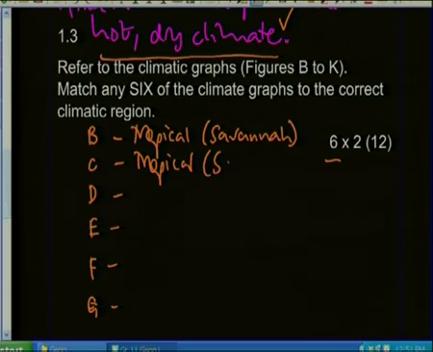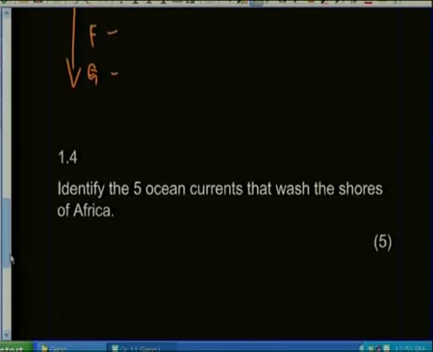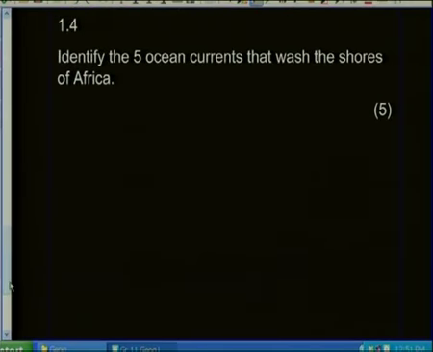To save time, I'm going to move on and do some other questions so that we don't spend too much time on this one. But there are 6 labels here, and if you've identified them correctly, you're going to get 2 marks per label and 12 marks for this question entirely. If we have a look at the next one, question 1.4, identify, there's your task word, your key question word. Identify and name the 5 ocean currents that wash the shores of Africa.